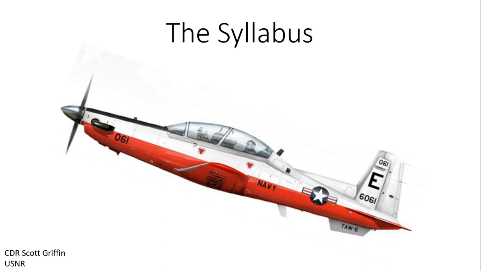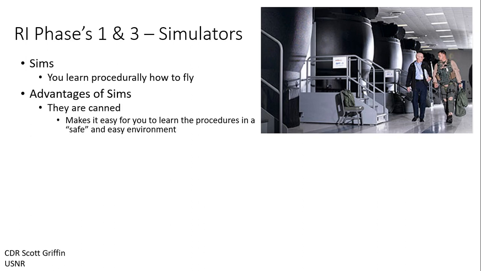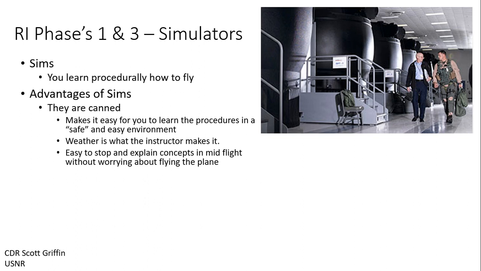So what can you expect of the syllabus? Well, in the RI stage, you're going to go to the sims. And in the sims, you're going to learn procedurally how to fly. And you guys are going to be pretty good at flying a VOR and flying an ILS and a PAR and those things. And the advantages of the sims are these. They're canned. In other words, it makes it easier for you to learn your procedures in a safe environment because you know what to expect. The weather is what the instructor can make it, and it's easy for the instructor to stop the plane in mid-flight to explain concepts without you having to worry about flying the plane.